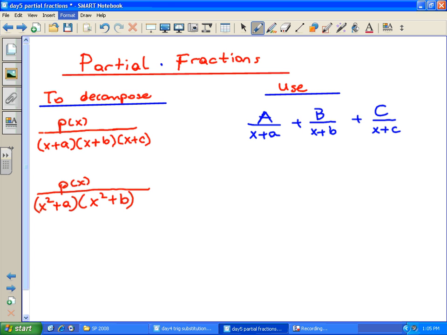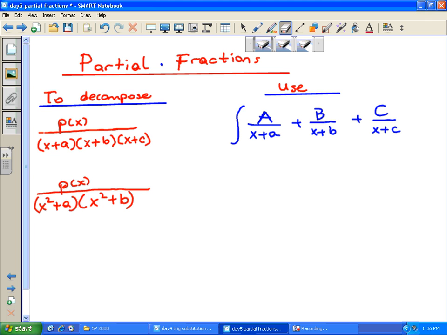Integrate the first one, what would you have? Capital A is just a constant times, what is the integral of 1 over x plus a? If you were to integrate the first one, what would you get? A is just a constant, you would have A times ln of x plus a, right? Because you're integrating 1 over x plus a dx. And how about the second one? It's going to be B times ln x plus b, the other one C times ln x plus c. So it's much easier to integrate each and every one of these fractions.